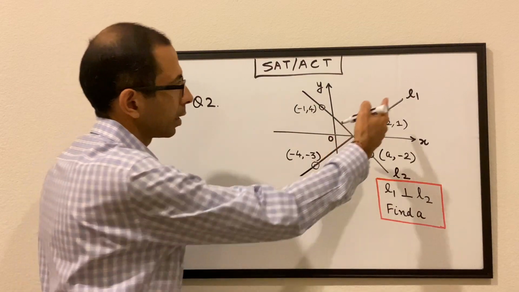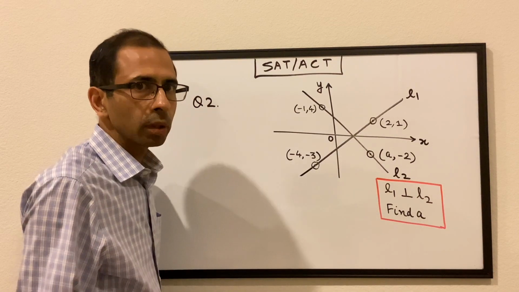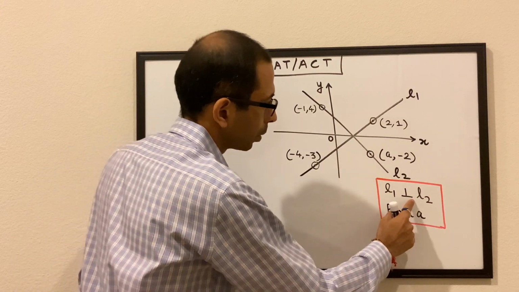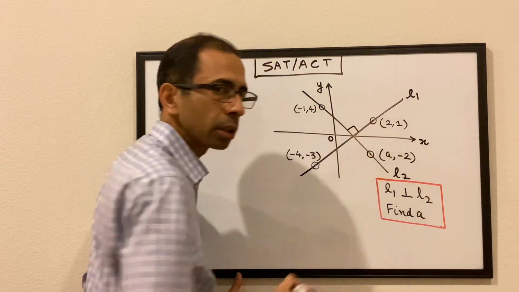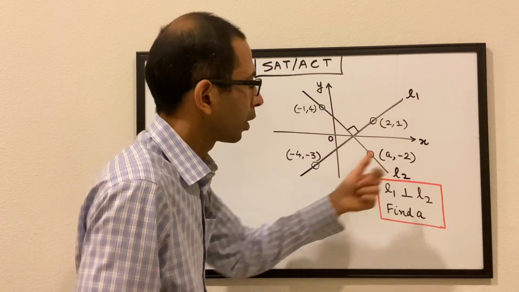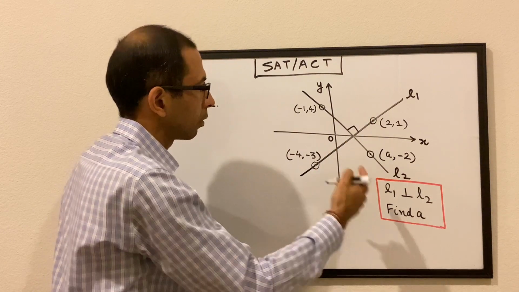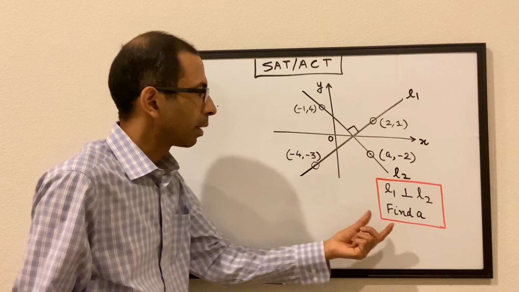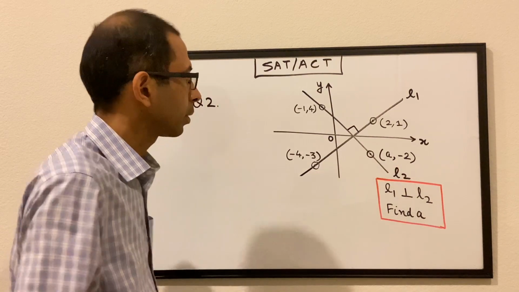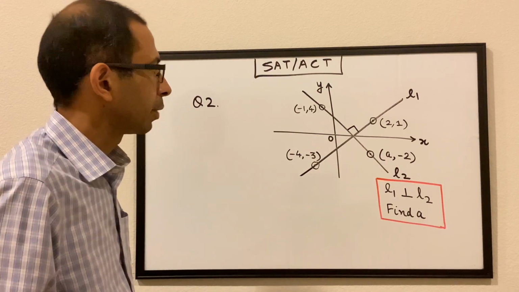So we have two lines L1 and L2 such that both of them are perpendicular. L1 is perpendicular to L2. Essentially they make an angle of 90 degrees with each other, and we have to find the value of A, right? So two lines are given, some points on each of these lines are given, those two lines are perpendicular, and we have to find the value of A, right? So pretty straightforward question, right?